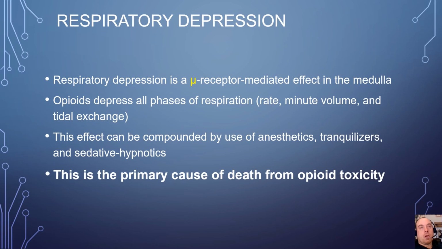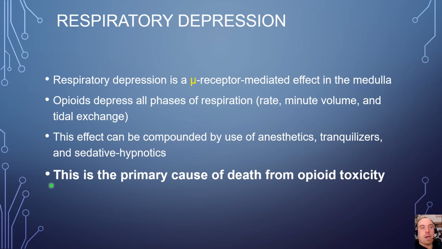And opioids decrease or depress all phases of respiration. That would be rate, volume, or minute volume, and tidal exchange. Right, so it's the depth and the rate of breathing, basically. And this could be compounded, of course, by other drugs such as anesthetics, tranquilizers, sedative hypnotics like benzodiazepines, like I said, and then drugs very related to those, maybe some of the sleep aids like Ambien or zolpidem, or like I said, phenobarbital, or any one of those barbiturates.